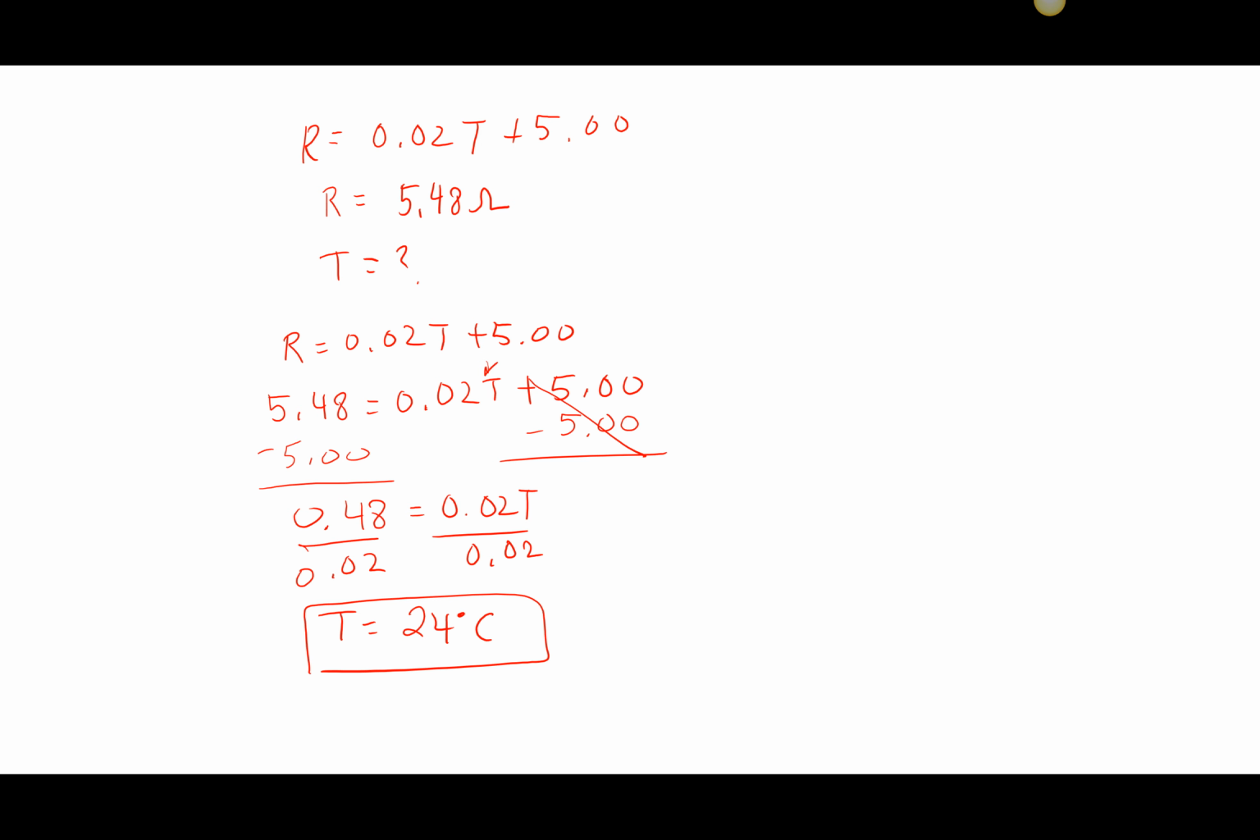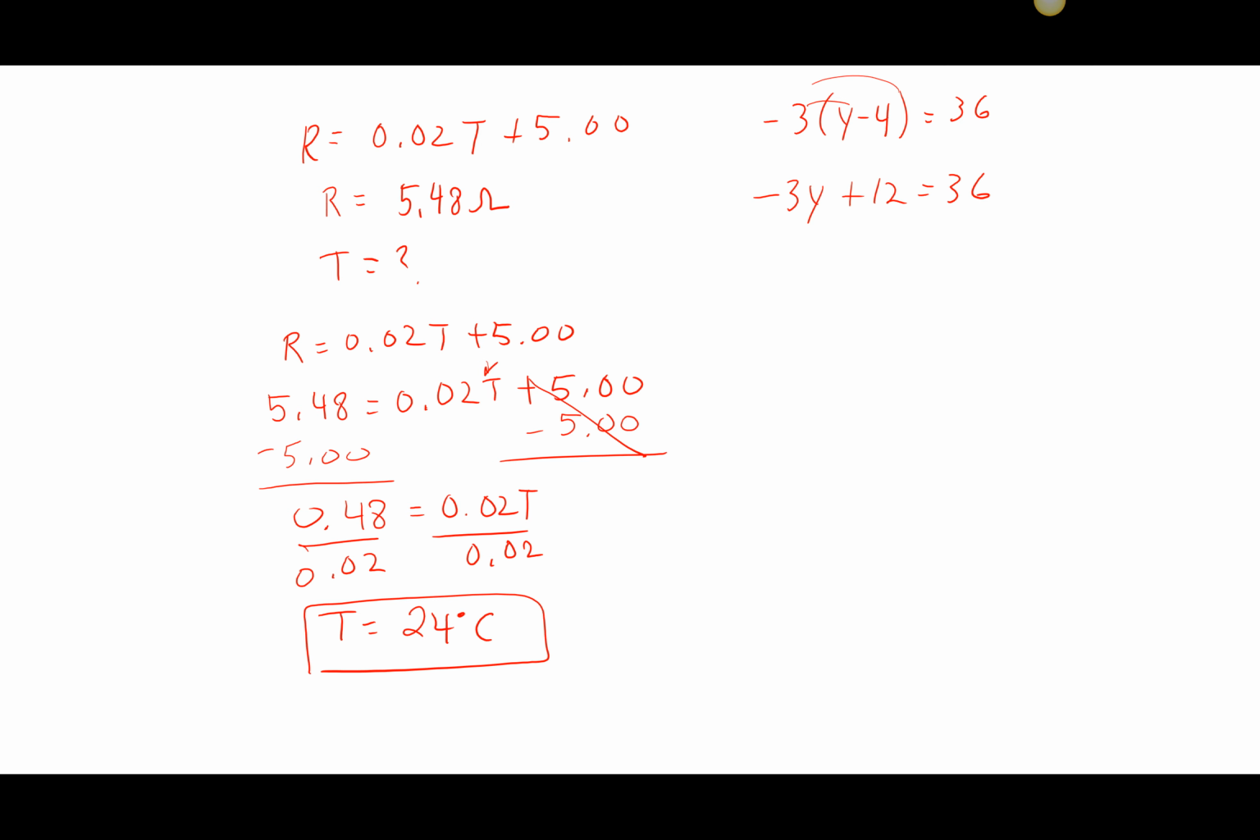Okay, let's try some more problems. What if we had this? What if we had minus 3, y minus 4, equals 36. So now we have these parentheses, so we need to do multiplication across, okay? So it's going to be minus 3y plus 12 equals 36.